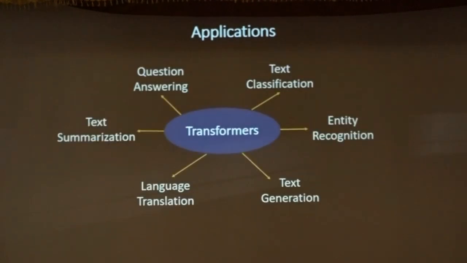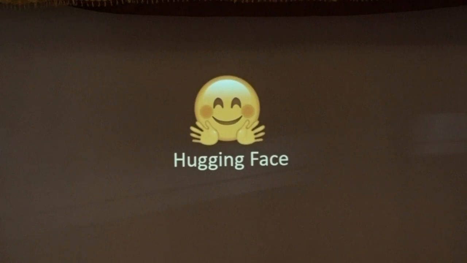Just have a look at these well-known applications of the transformer. All the NLP tasks we can perform using transformers: text generation, text summarization, answering questions, text classification, entity recognition and language translation. These are a few applications of transformers. In order to implement all these applications, obviously we need a framework. I'm going to introduce you to the Hugging Face framework. How many of you have worked with Hugging Face? Can you raise your hands? Only 2-3 members. I'll give you a brief glance at how to use Hugging Face for performing NLP tasks, and then I'll go to the case study.